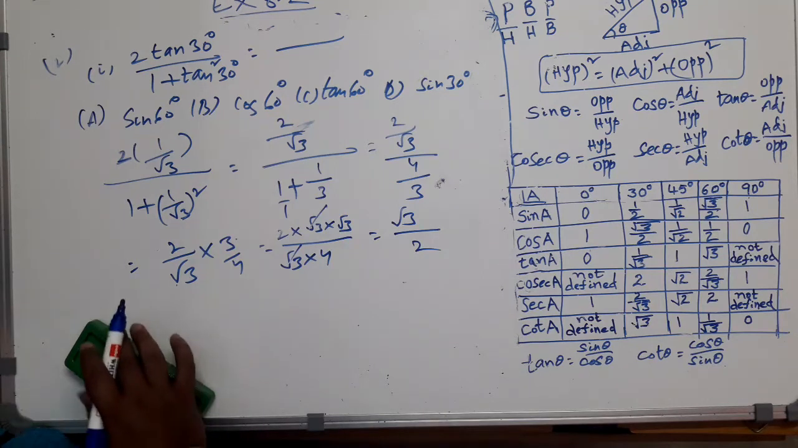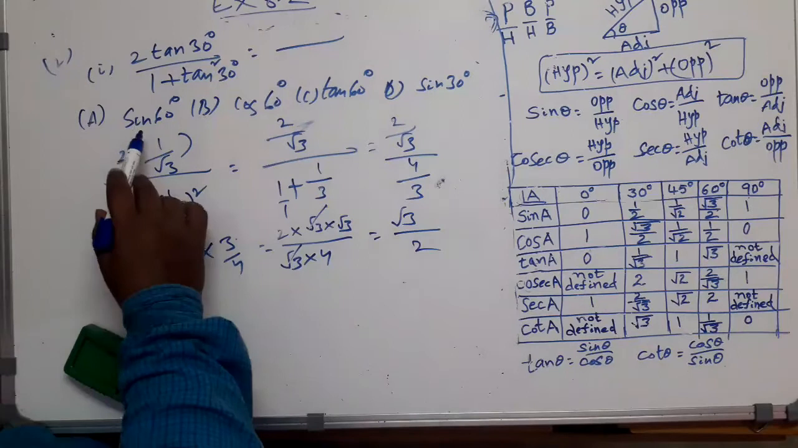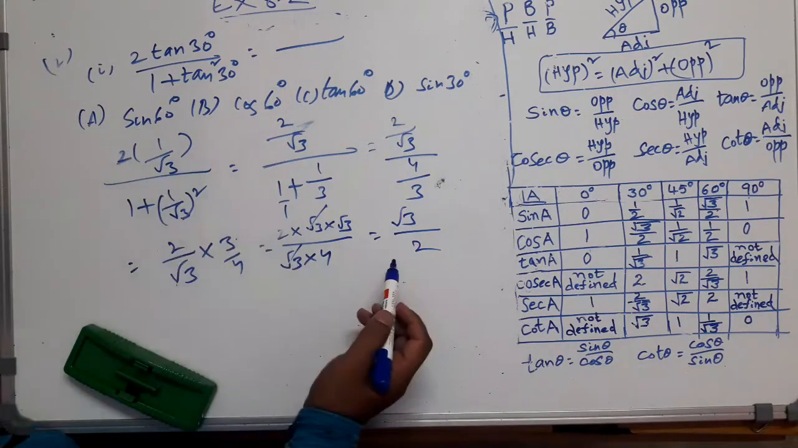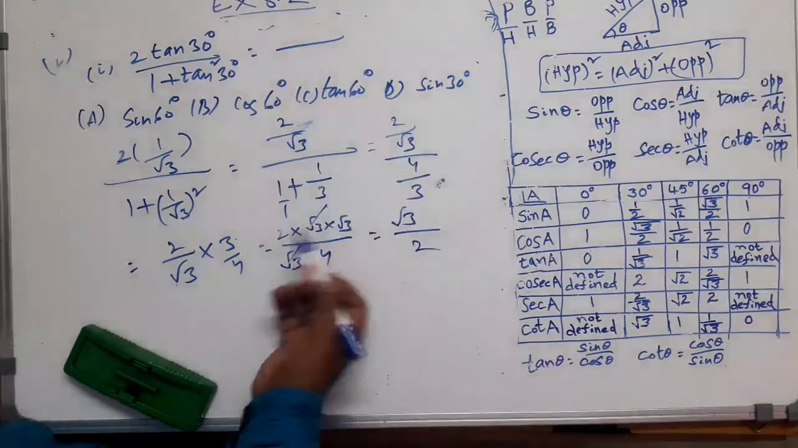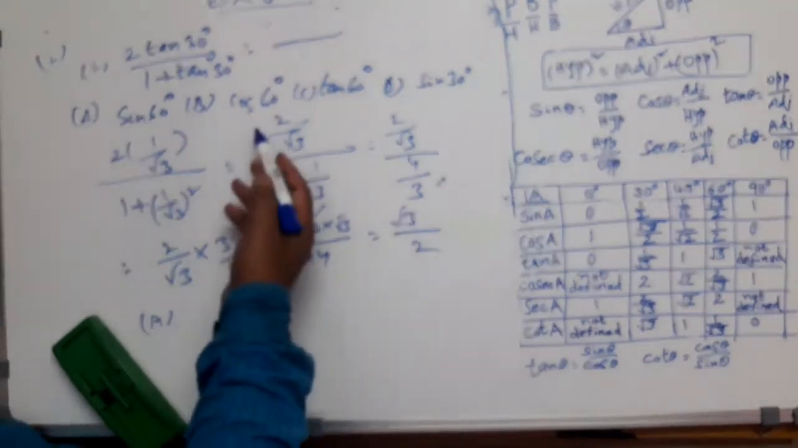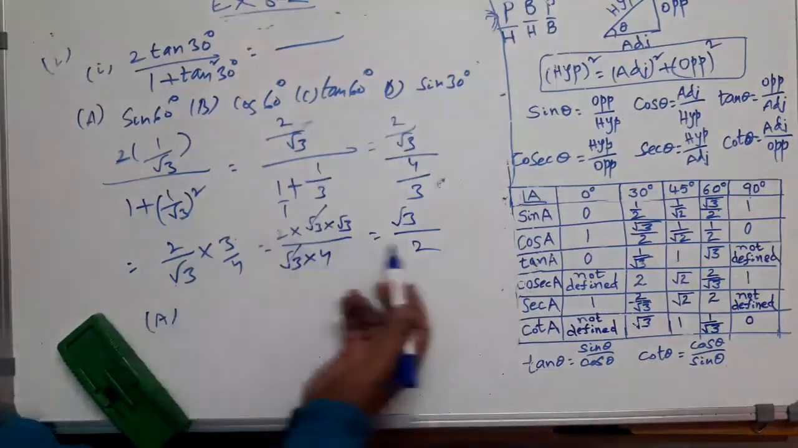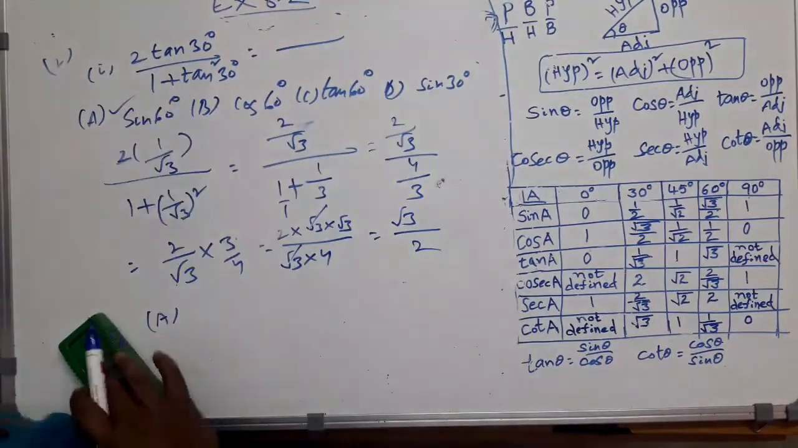Yes, let us see the options. Which option is equal to root 3 by 2? First option sin 60 degrees, root 3 by 2? Yes. Remaining, of course, they are not. The option here, sin 60 is root 3 by 2. Of course, this is not root 3 by 2, this is root 3, this is 1 by 2, right? So your answer is option A.